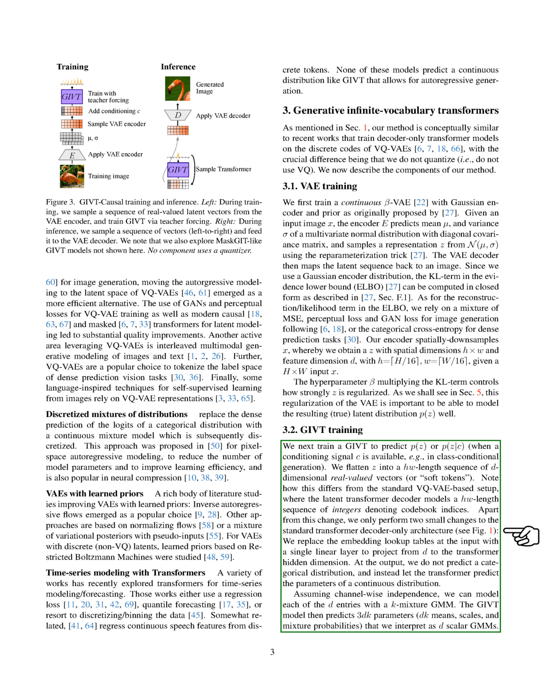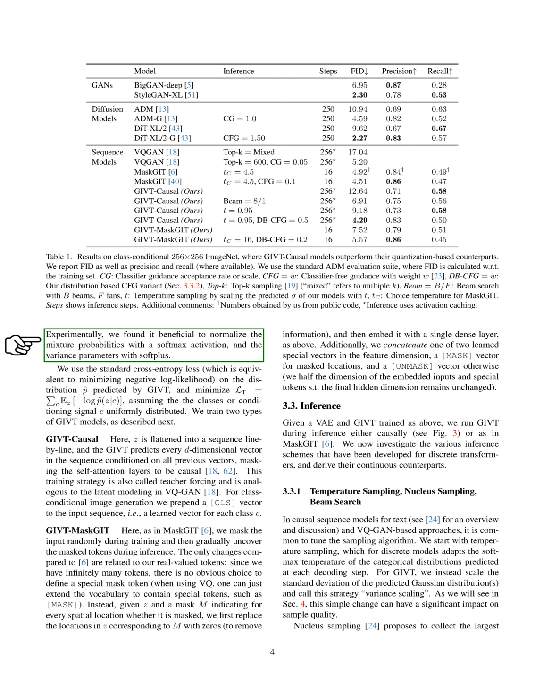Second, at the output, we don't predict a categorical distribution. Instead, we let the transformer predict the parameters of a continuous distribution. We model each of the entries with a Gaussian mixture model, GMM. The GIVT model then predicts parameters that we interpret as scalar GMMs. We found it beneficial to normalize the mixture probabilities with a softmax activation, and the variance parameters with softplus. We use the standard cross-entropy loss on the distribution predicted by GIVT.